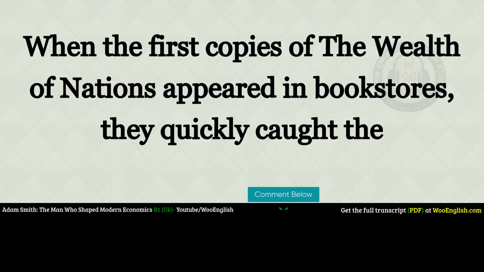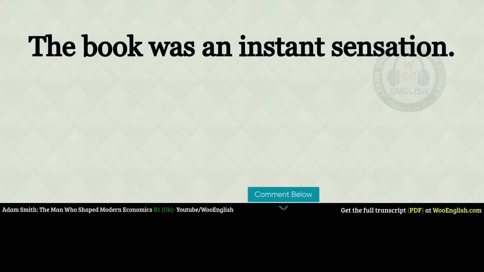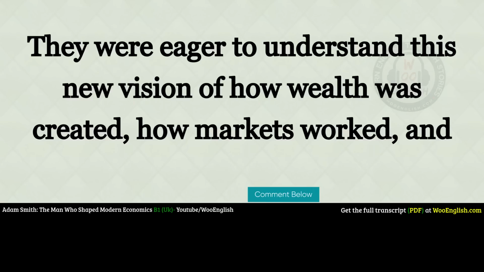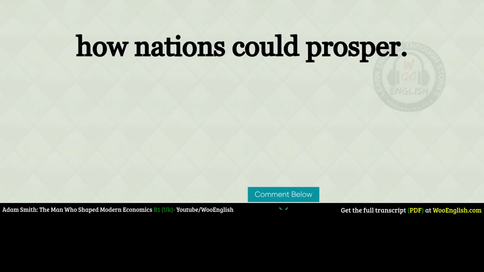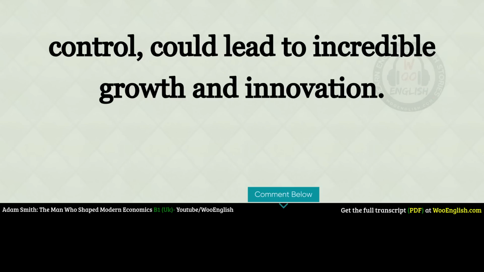When the first copies of The Wealth of Nations appeared in bookstores, they quickly caught the attention of scholars, politicians, and merchants across Europe. The book was an instant sensation. People were captivated by Adam's fresh and powerful ideas. They were eager to understand this new vision of how wealth was created, how markets worked, and how nations could prosper.